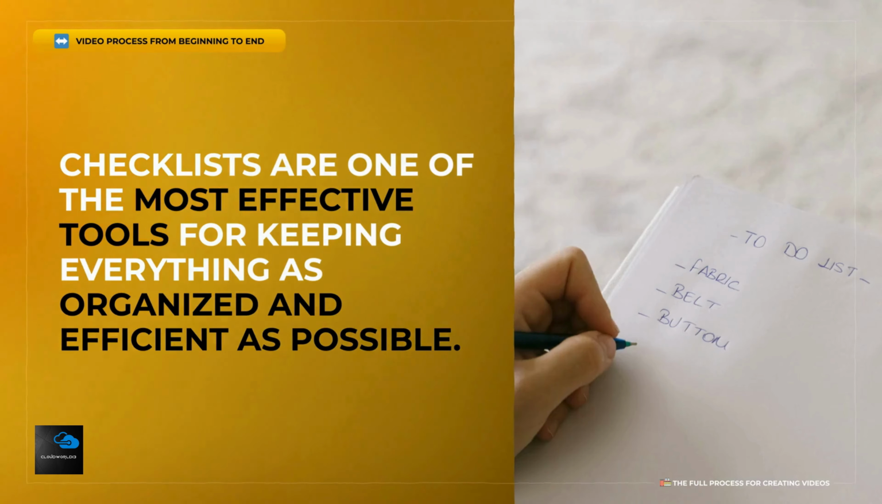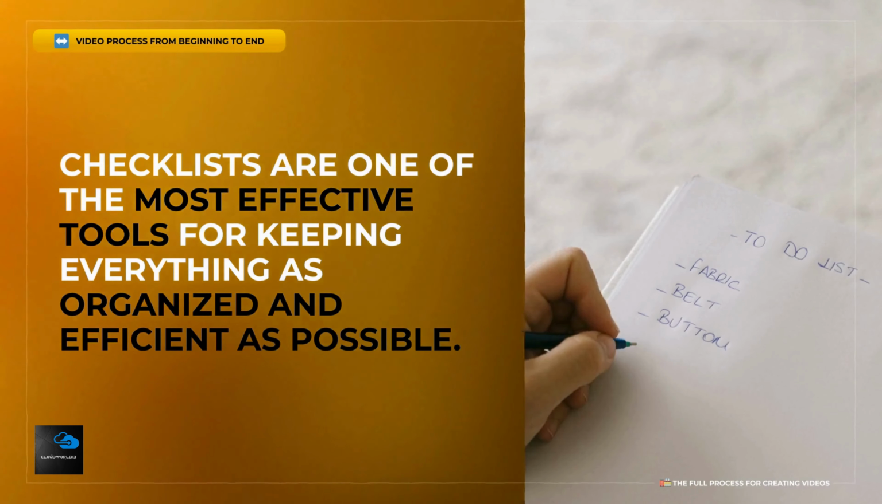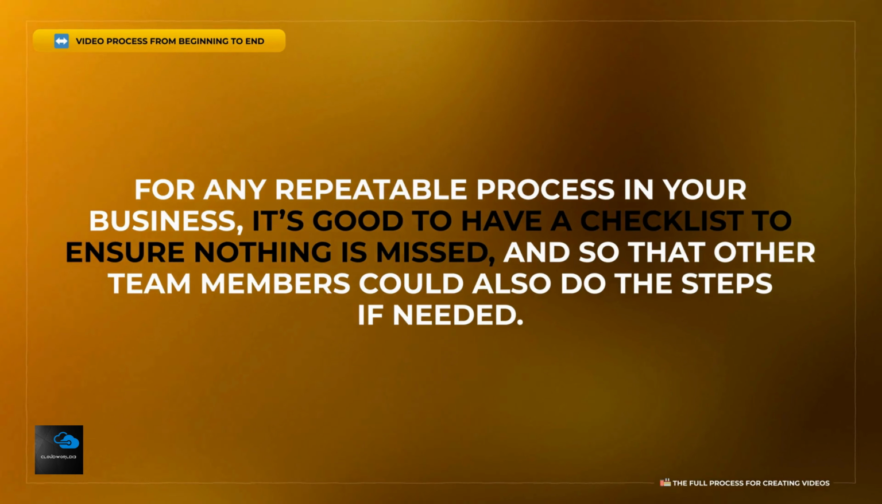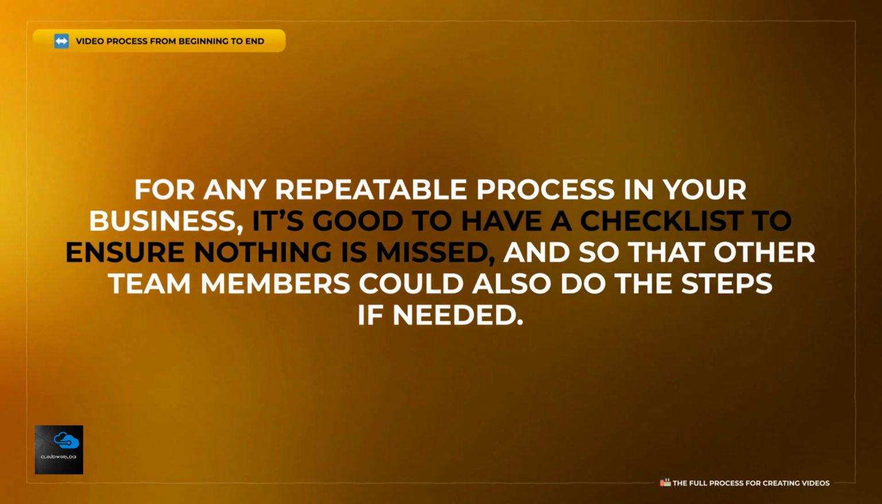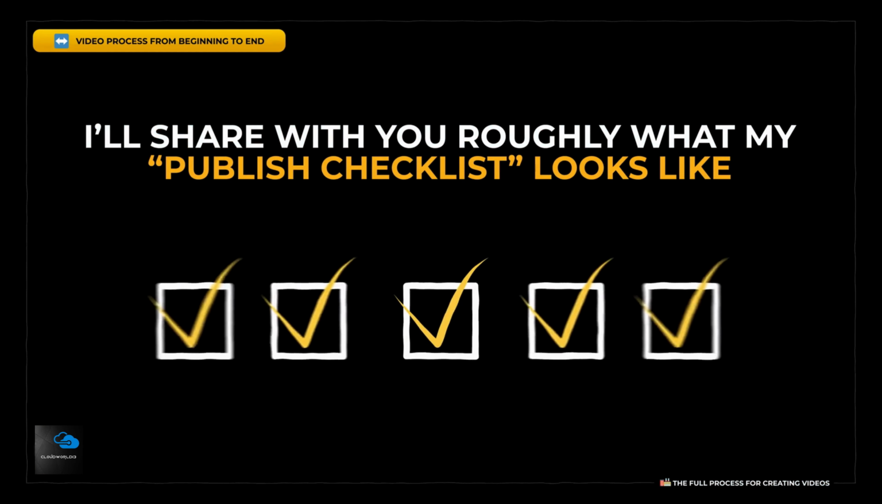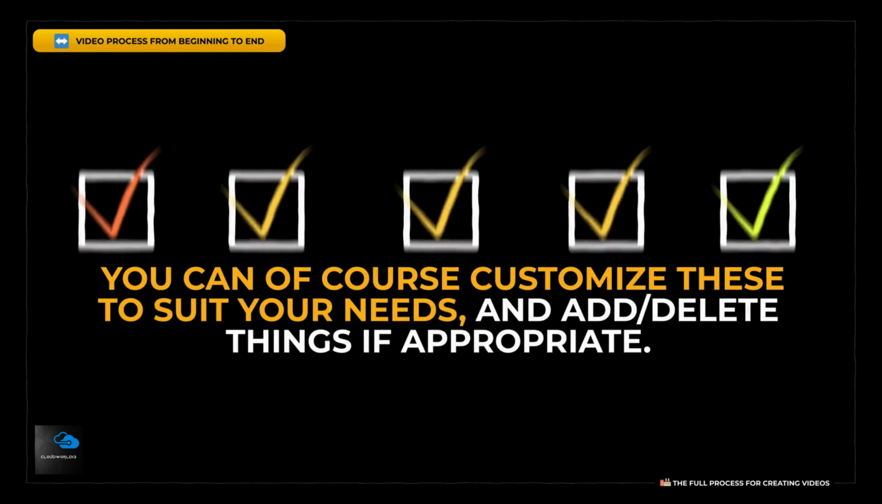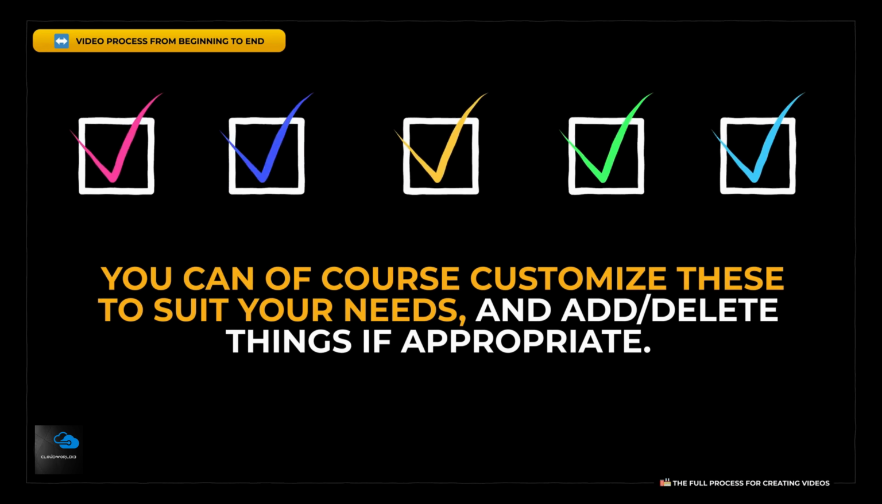Checklists are one of the most effective tools for keeping everything as organized and efficient as possible. For any repeatable process in your business, it's good to have a checklist to ensure nothing is missed, and so that other team members could also do the steps if needed. I'll share with you roughly what my published checklist looks like, which is the steps I go through once I have the final export of a video from the video editor. You can of course customize these to suit your needs and add or delete things as appropriate.